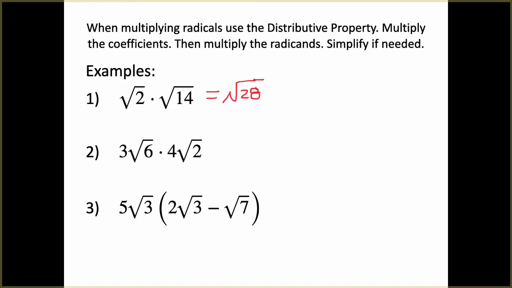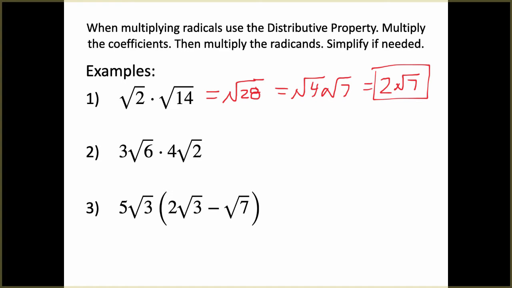Now we need to see if we can simplify this. Can we pull out a perfect square? And we can. The square root of 4 is a perfect square we can divide out of 28. So we end up with the square root of 4 and the square root of 7. We simplify the square root of 4 and we get 2 square roots of 7. And this is my simplified form.